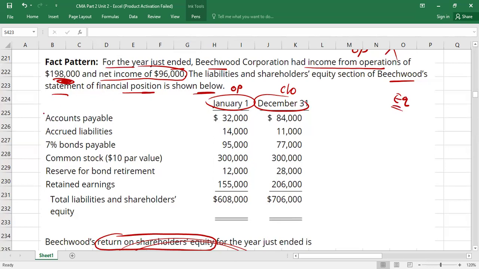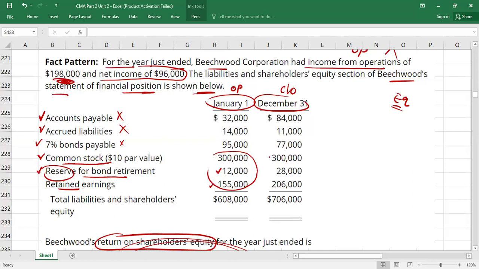Accounts payable is a liability, not equity. Accrued liability is a liability, not equity. Bonds payable is a liability, not equity. But common shares, yes, common stock is your equity. Reserves for bond retirement: reserves is like you kept some profit to retire the bond, to repay the bonds. It's also part of equity. Okay. Retained earnings is also part of equity. It means these three items are equity.